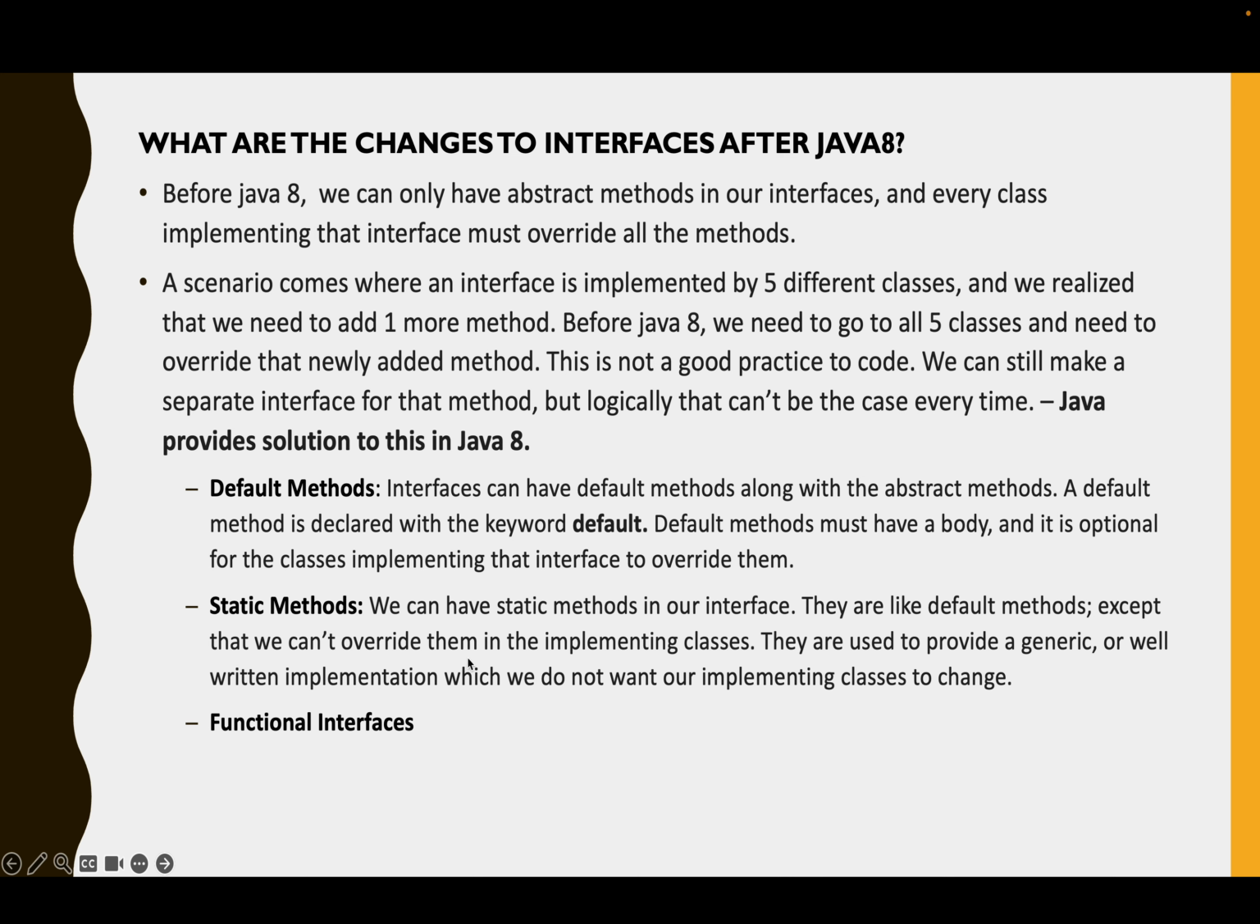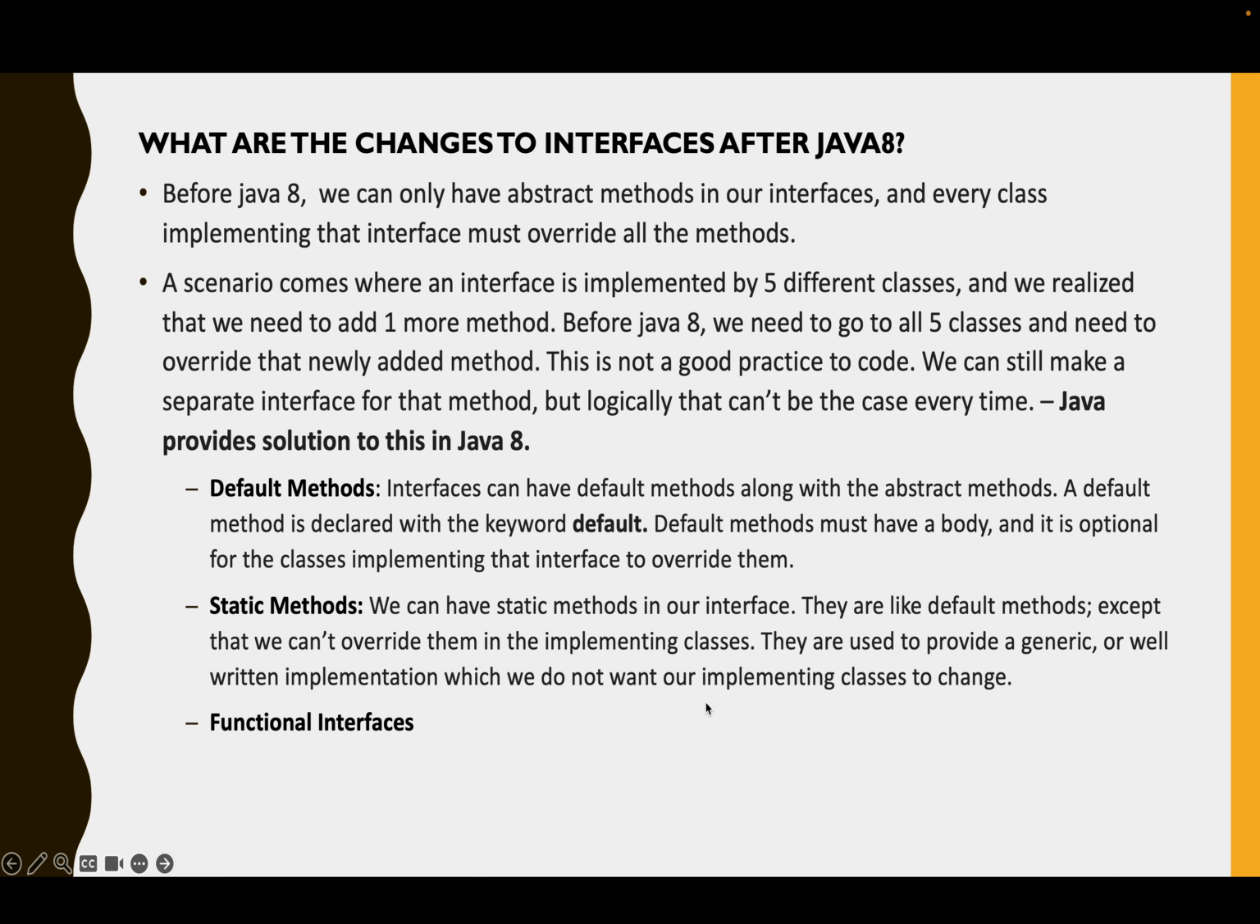Like default methods, we can also have static methods in our interface. They are like default methods except that we will not be able to override them in our implementing classes. Why do we need them then? If we want to provide some specific or generic functionality for all the classes that are going to implement my interface, we need to provide it as static methods.